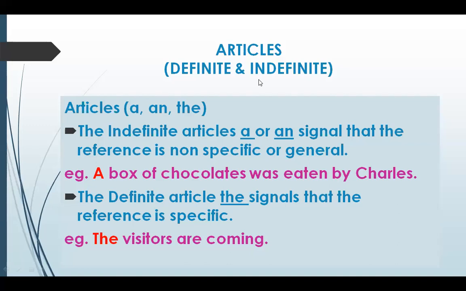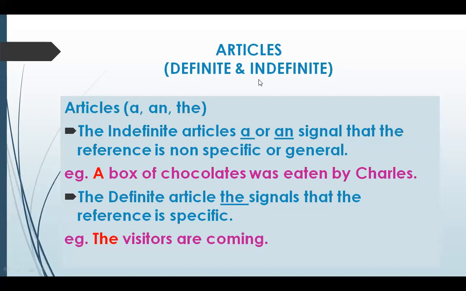Now next, where do we use this article the? First thing is when we want to particularize a noun, then we use the: the books lying on the table, right? So which books am I talking about? The books which are lying on the table. So particularly the books which are on the table. So that way article the is used there. Then when you're mentioning something for the first time, you use article a or an, but if you're referring to the same thing again, then you use the.